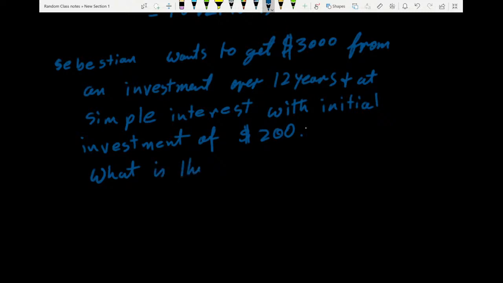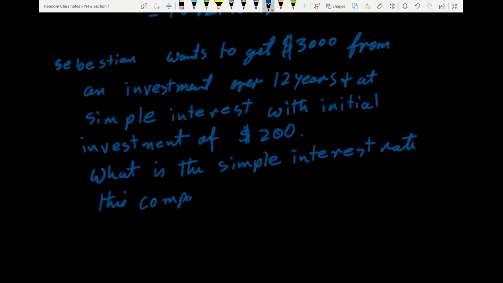What is the simple interest rate this company needs to have for this kind of return?